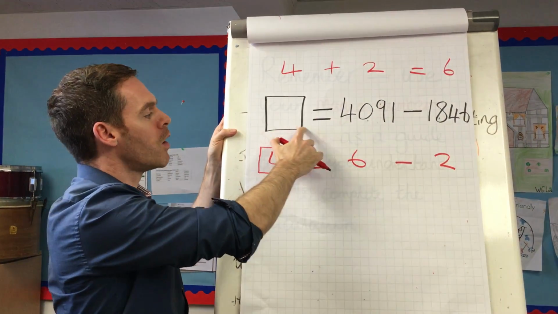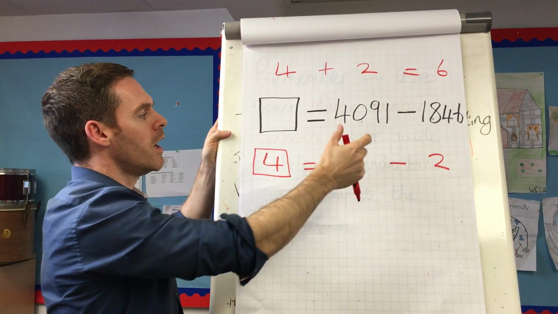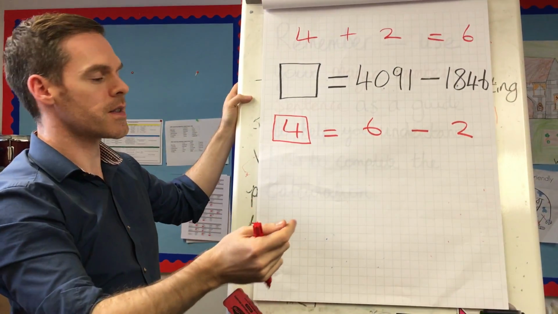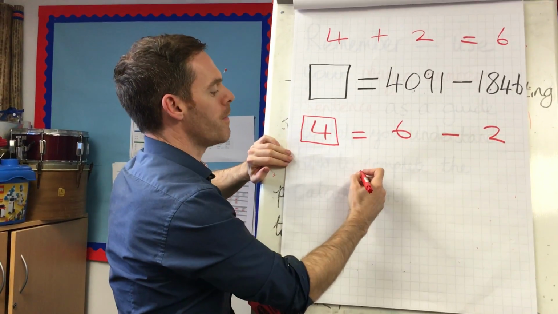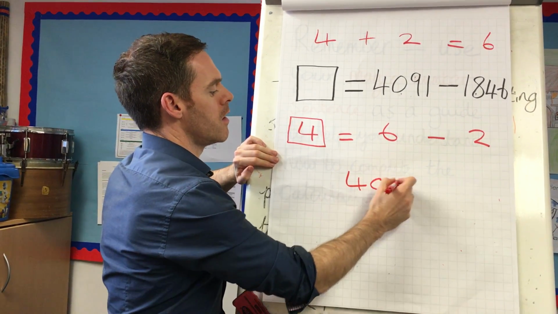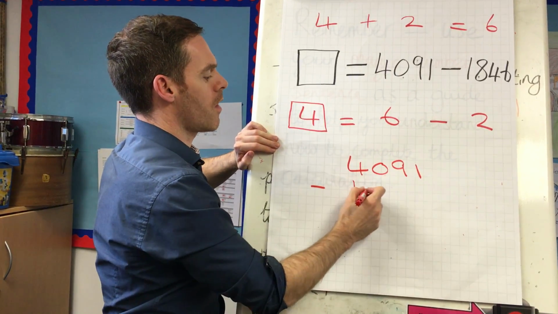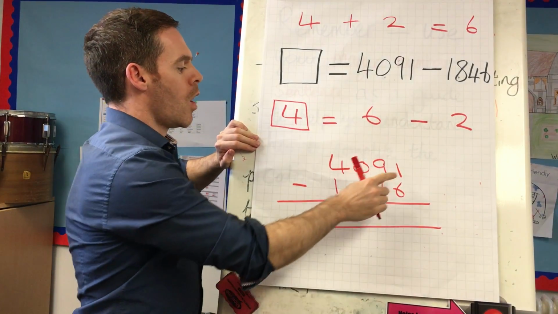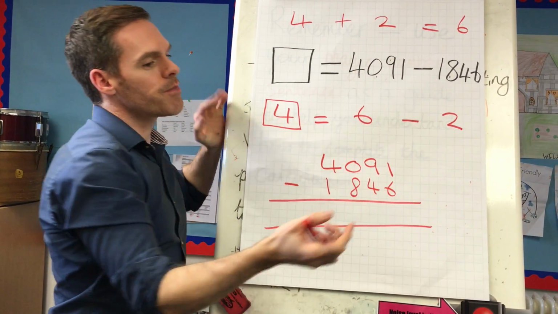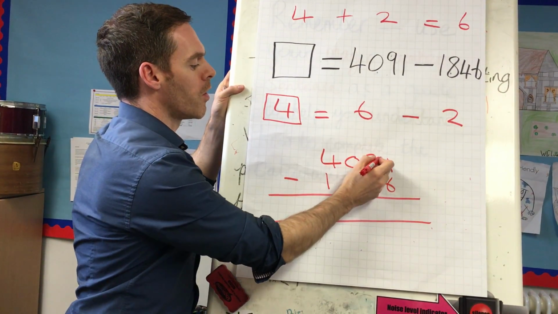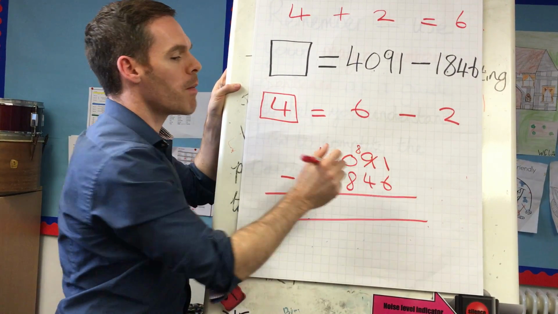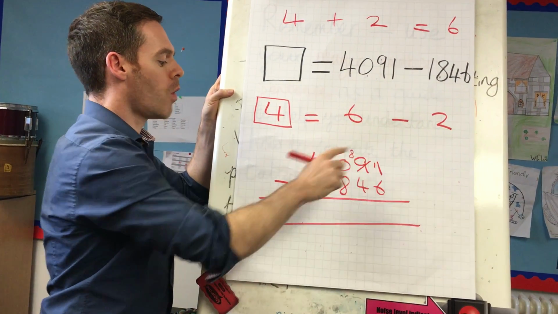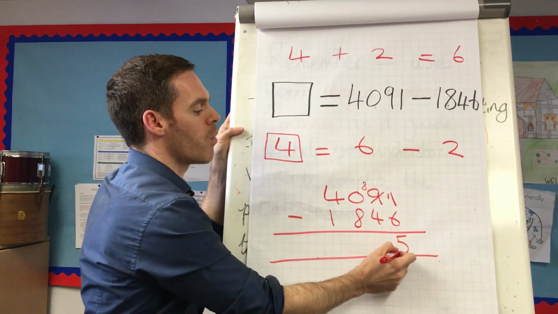So now I know by looking at my problem, all I've got to do is 4,091 subtract 1,846, to find my missing box. So 4,091 subtract 1,846. 1 take away 6. I know I can't do that, so I'm going to take one of my tens. I've got 8 tens left, and my 1 ten I'm exchanging for 10 ones. So now I've got 11 ones. 11 ones take away 6 ones, leave me with 5 ones.